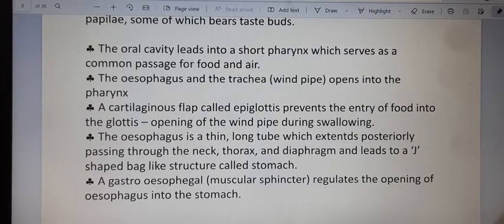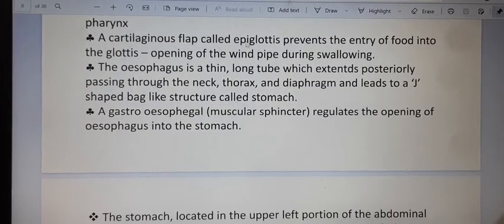Then the oral cavity leads into a short pharynx which serves as a common passage for food and air. The esophagus and the trachea open into the pharynx. A cartilaginous flap called the epiglottis prevents the entry of food into the glottis, and the glottis is the opening of the windpipe, during swallowing.